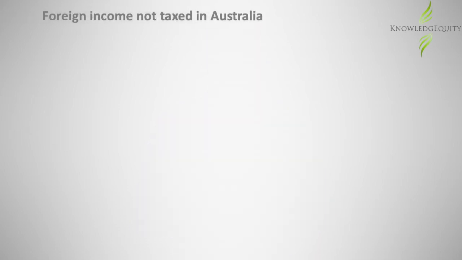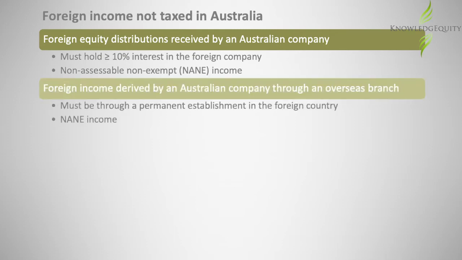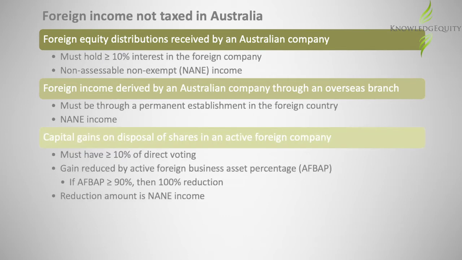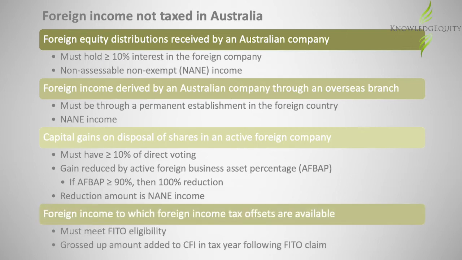Common types of foreign income that are not taxed in Australia include foreign equity distributions received by an Australian company, foreign income derived from an Australian company through an overseas branch, capital gains on disposal of shares in an active foreign company, and foreign income to which foreign income tax offsets are available.